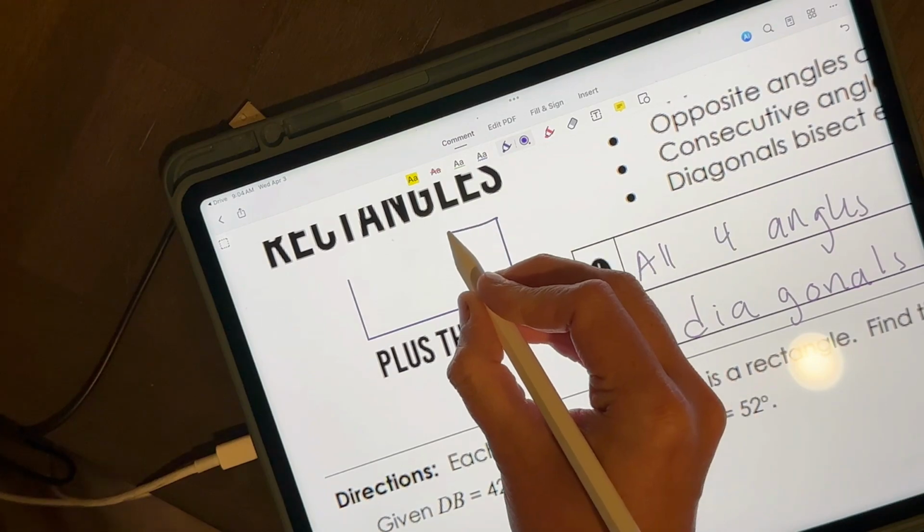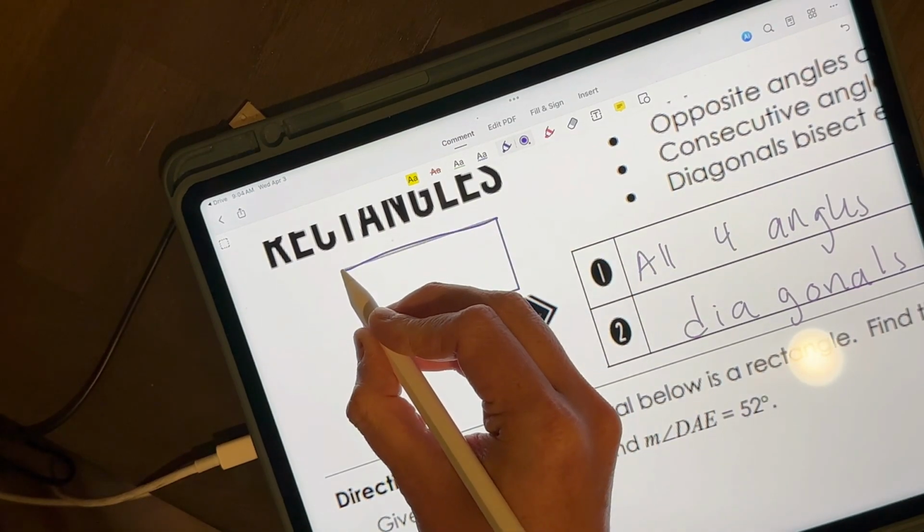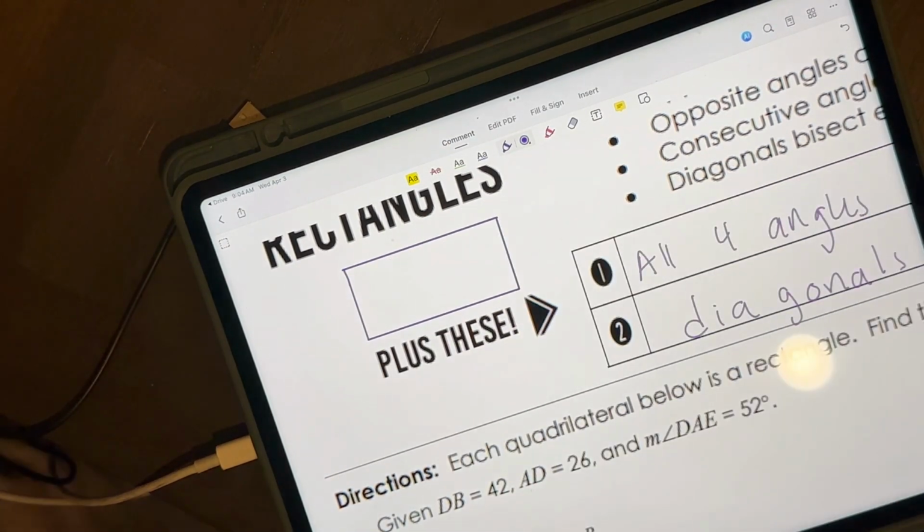Oh, I need that taller. It's fine. I'll figure it out. Okay, now let's connect this.